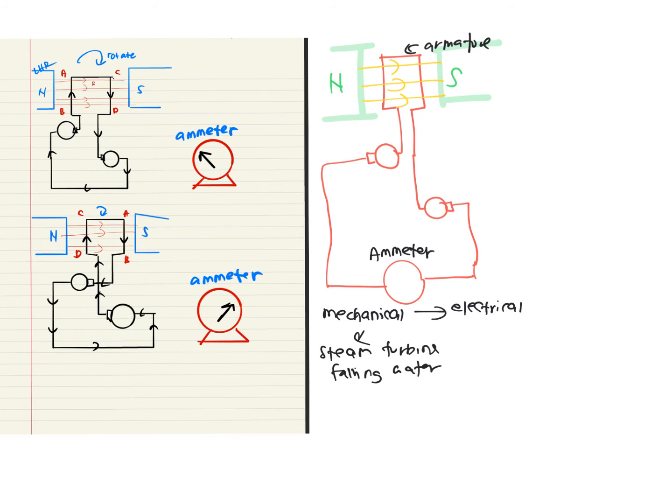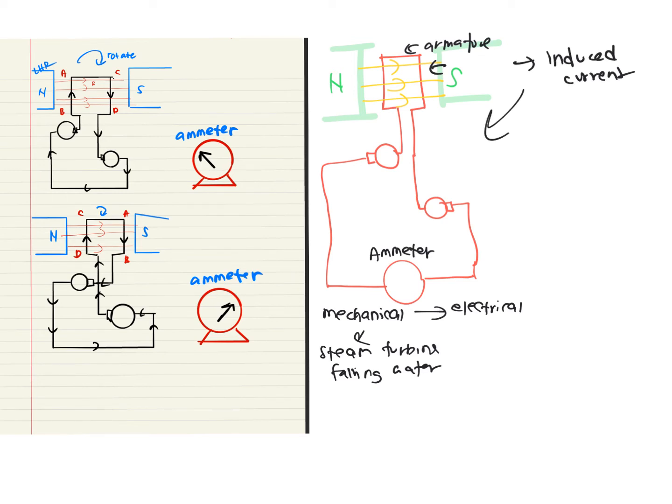So when this loop or armature rotates, it is going to change the magnetic flux. When the magnetic flux changes, definitely there's going to be an induced current. So right now we need to find the direction of the induced current produced inside this AC generator.